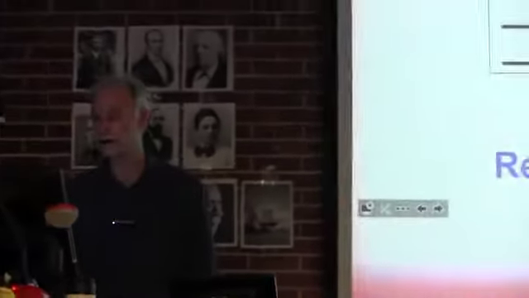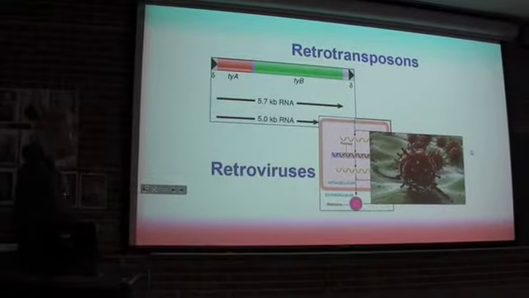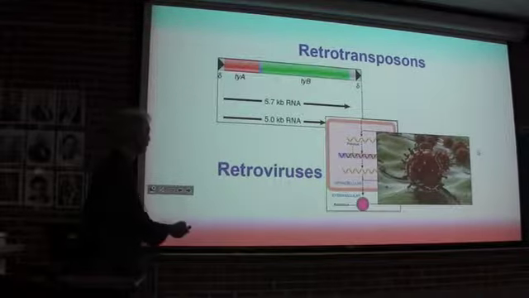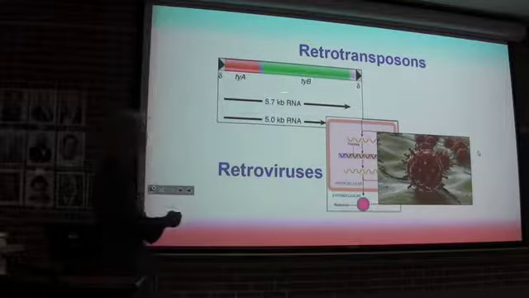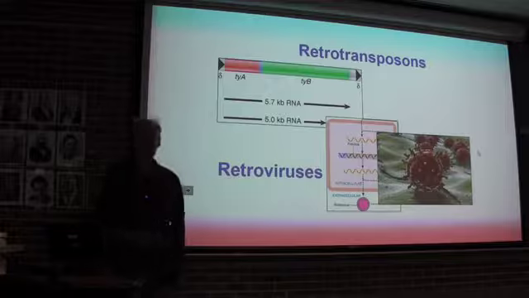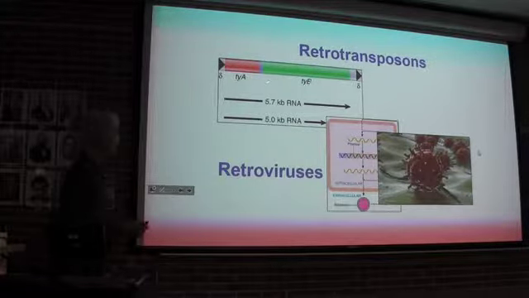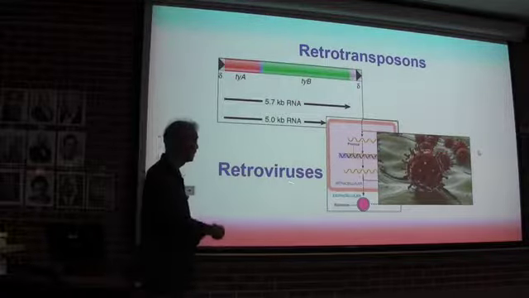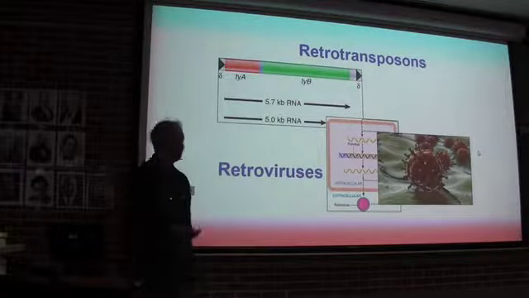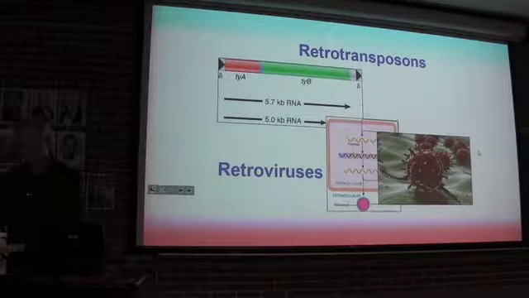So let's get started. Retrotransposons, and here you see a retrovirus, but retroviruses, of course, are not the only thing we have. Up here is an element in yeast called Ty, and it doesn't make an infectious particle. And here you see an actual retrovirus. So this is a retrotransposon, actually, and we'll see the distinctions in just a moment.